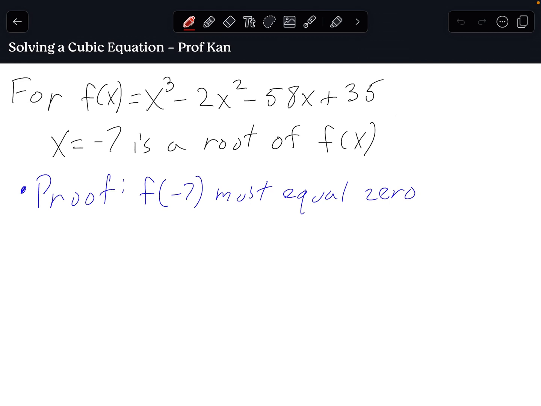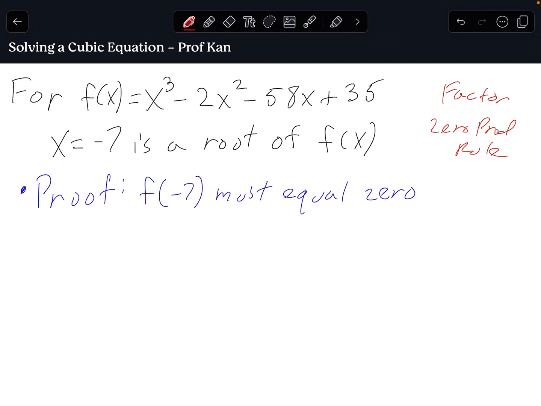We are solving a cubic equation today. x to the third minus 2x squared minus 58x plus 35 is a third degree polynomial, which means that we have to factor this in order to solve it. Factoring and then using the zero product rule is usually how we solve these things. Again, if it's factorable, then that's a good thing. Not all of these equations are factorable. This one happens to be.